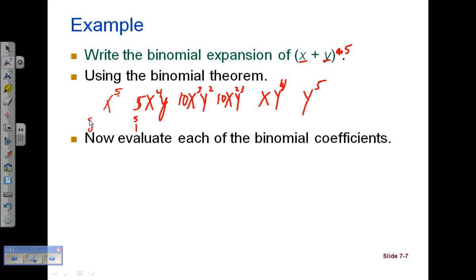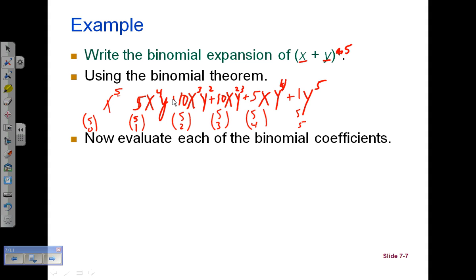So 5 choose 0, 5 choose 1, 5 choose 2, 5 choose 3. What do you think 5 choose 4 is going to be? I don't know, I'll find out. Second and enter, 5 choose 4. You get 5. Nice, it's working. And then you get a 5 choose 5, and that's a 1. Woohoo!